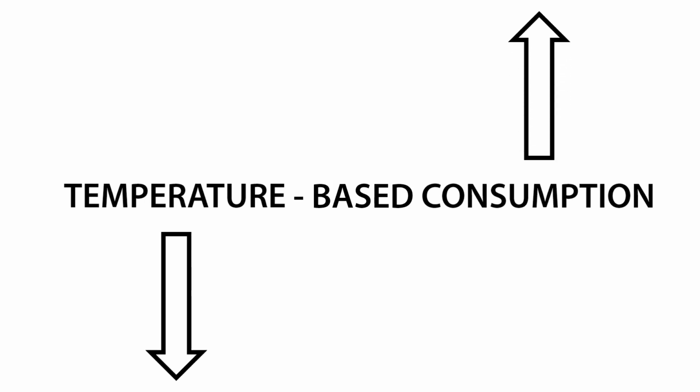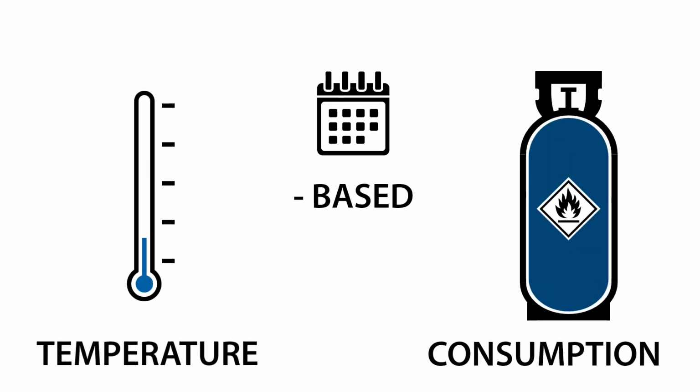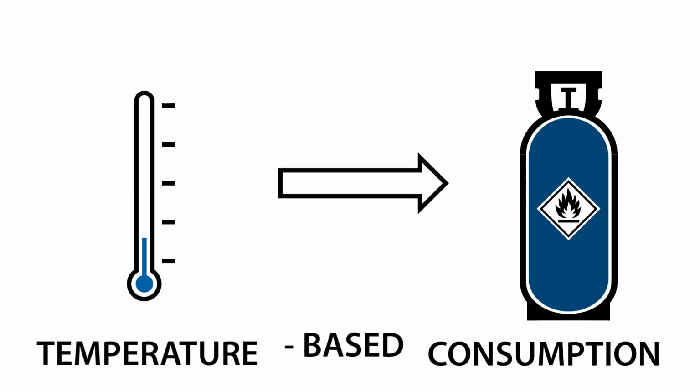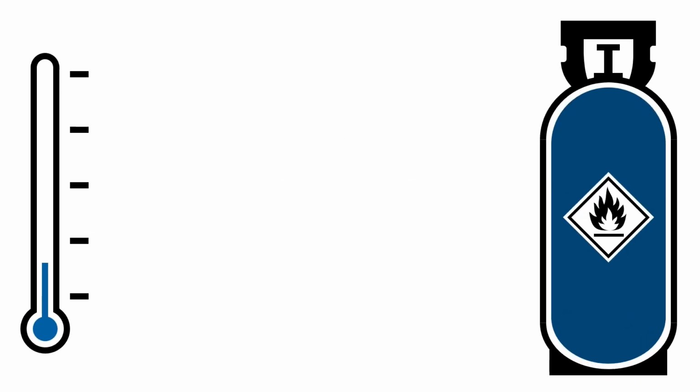In practice, it means that for a given time period, it is the outside temperature which determines how the available amount of natural gas is distributed throughout that period. How exactly? Well, let's have a closer look.